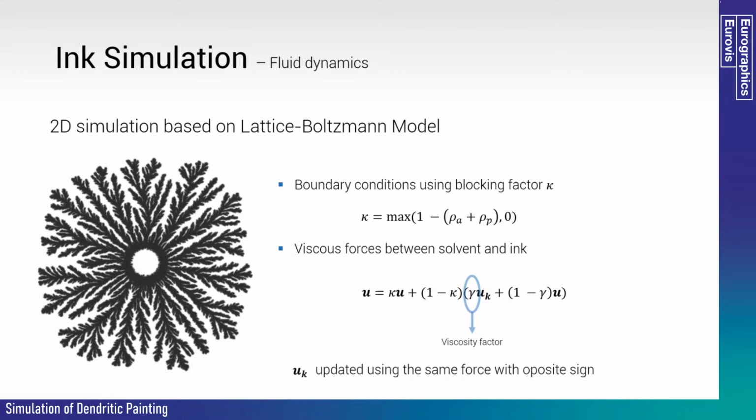We also couple this layer with the solvent layer by adding viscous forces between them. These viscous forces are stronger in the inner regions of the pattern, while negligible close to the boundary. We update the solvent velocity and the ink velocity using the same force with opposite sign, making their velocities similar in these inner regions.